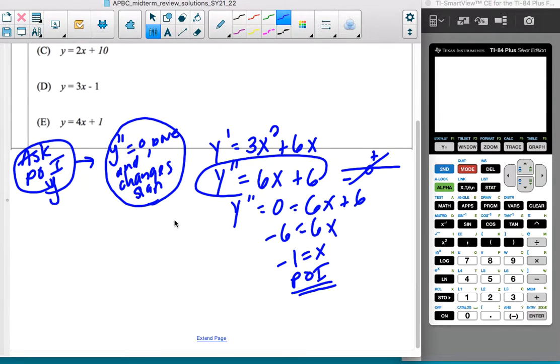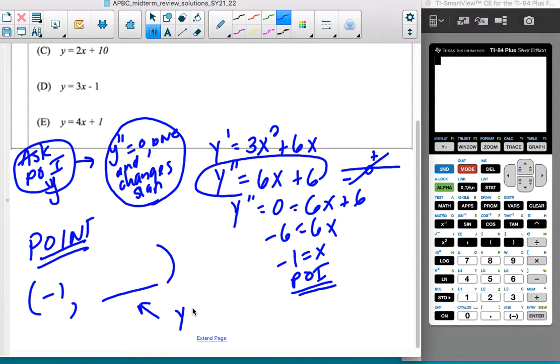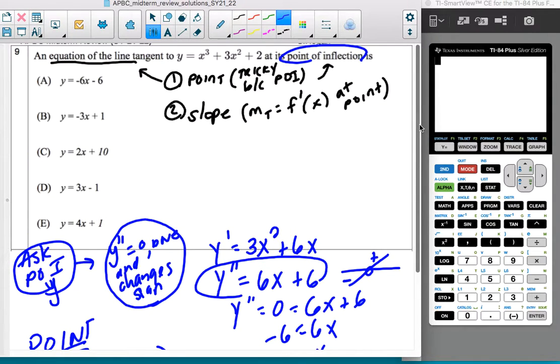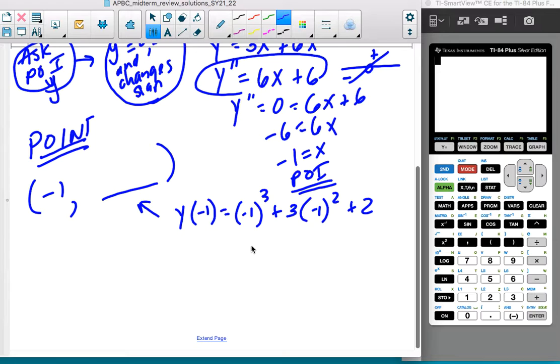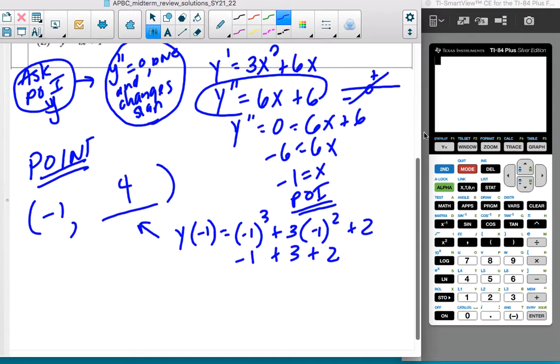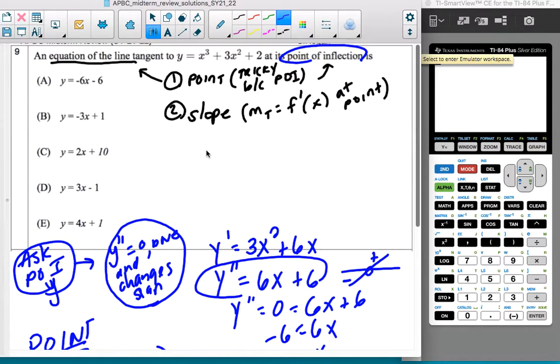So that's good. To find the actual point of inflection, I have this -1, and I'm going to need to plug back into the actual y function. So y of -1 is going to be, and if we go back up for a sec, I have x cubed plus 3x squared plus 2. That's going to be -1 plus 3 plus 2, so I think I get a 4. Cool. So after all that work, I have a point. The point is officially (-1, 4).